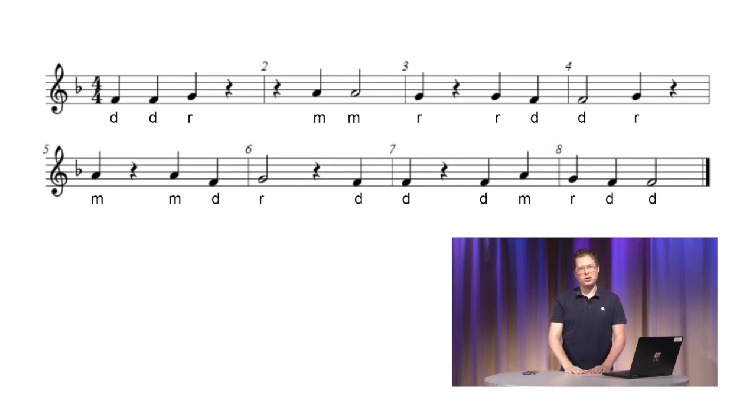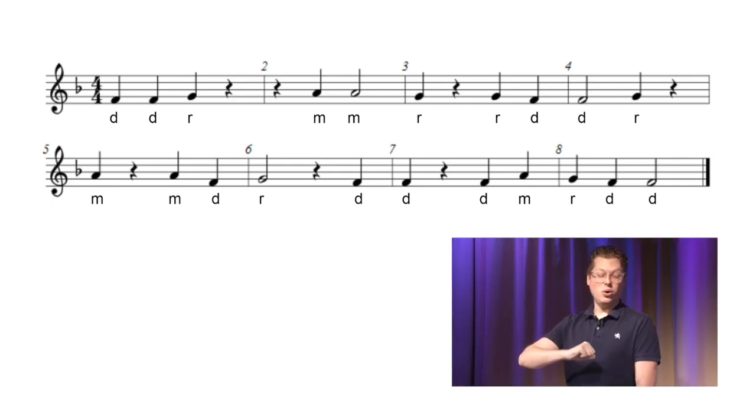Were you able to keep up? I hope so. All right, let's try it one more time, and then we'll be finished. Okay, it starts on a do. Here we go. Do, do, re. Mi, mi, re. Re, do, do, re. Mi, mi, do, re. Do, do. Do, mi, re, do, do.